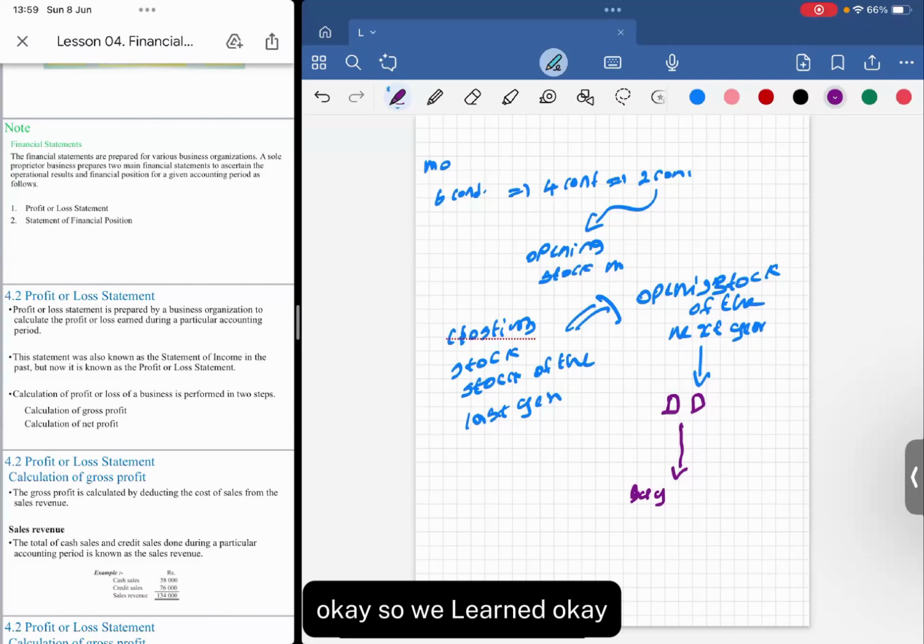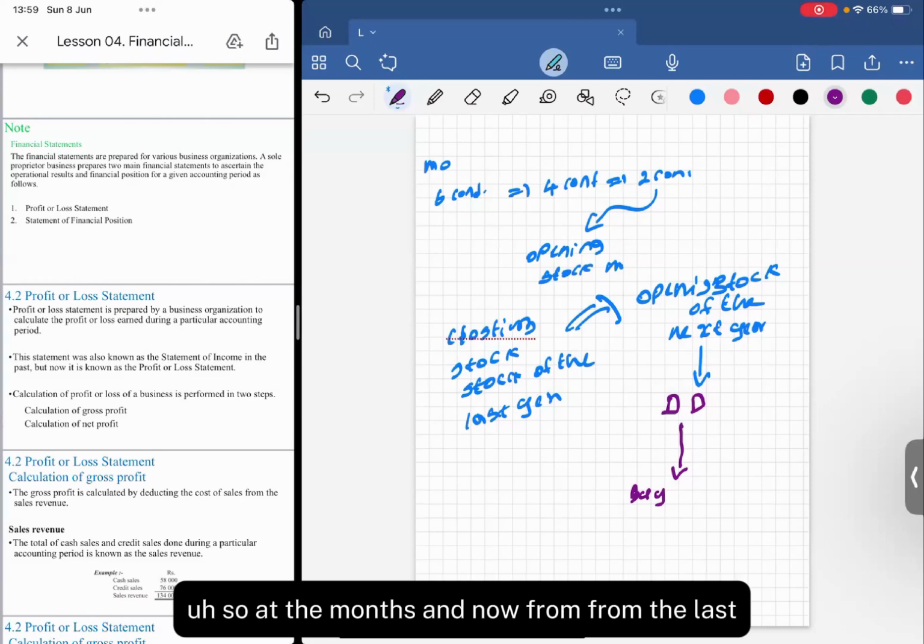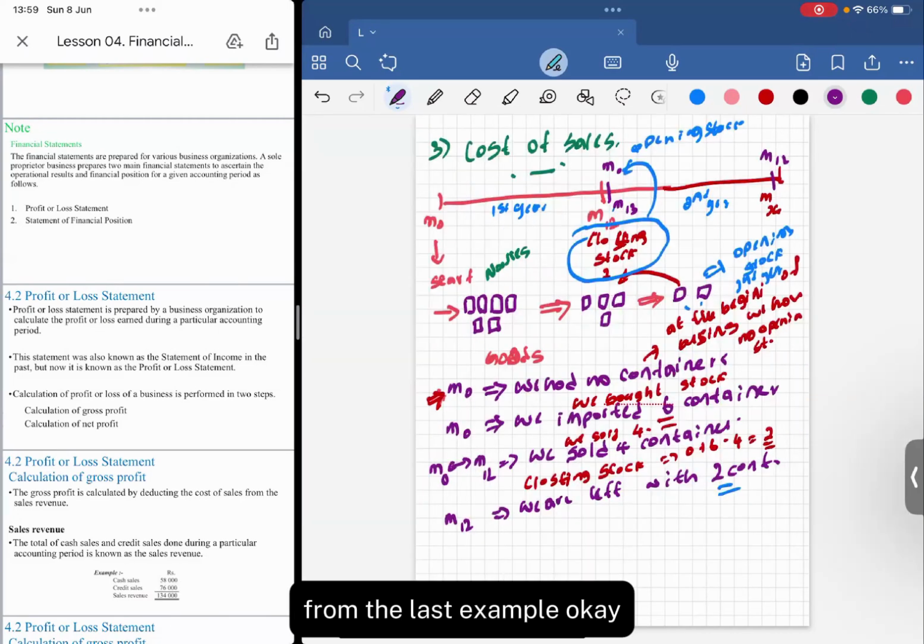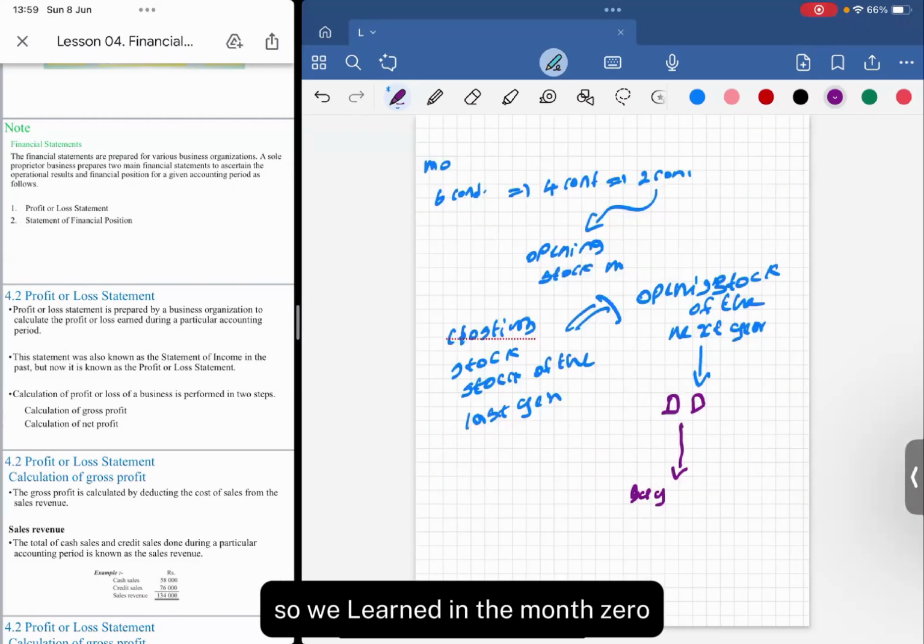Okay, so we learned from the last example that in month zero we imported six containers, and during the year we used four. At the end of the year we are left with two containers. Containers are ship containers.